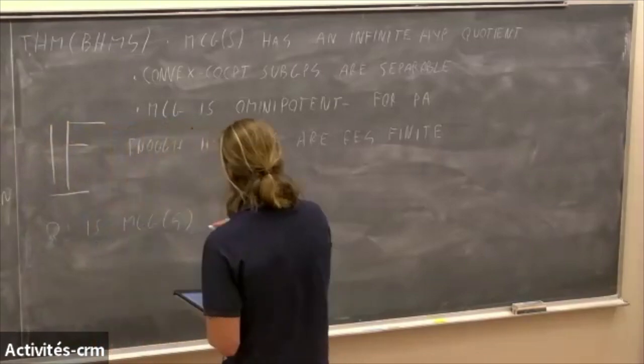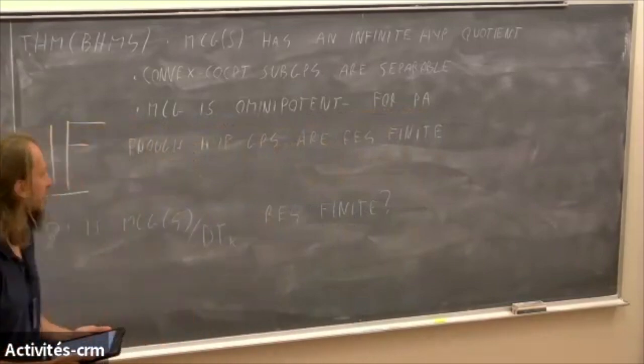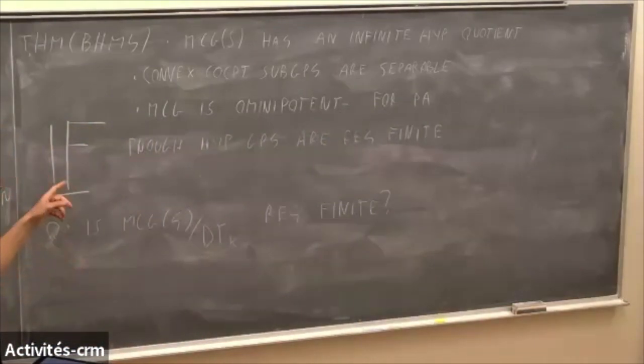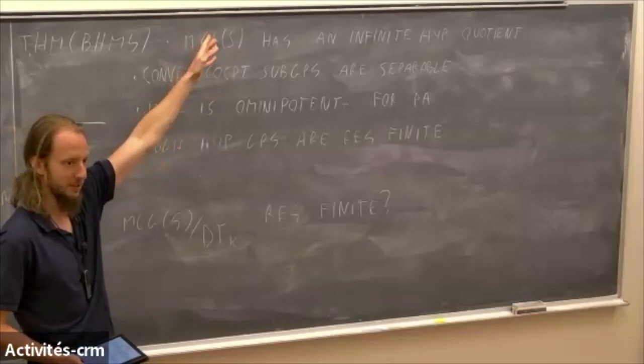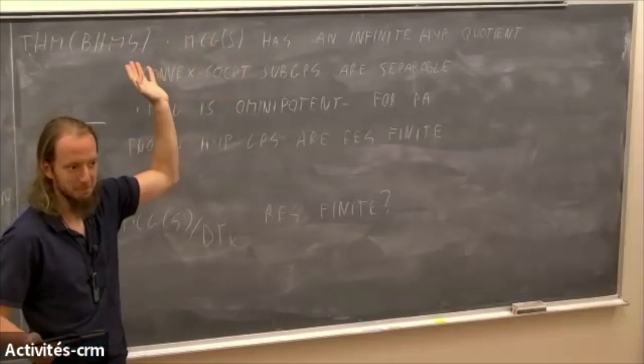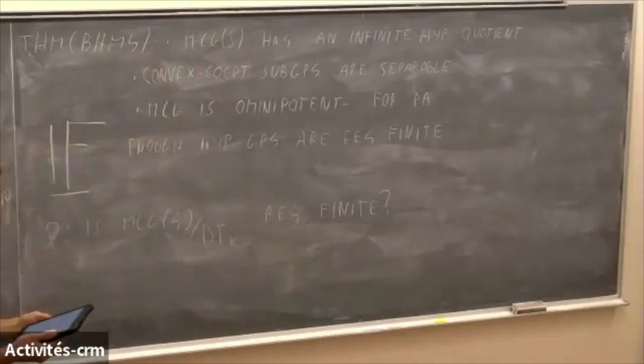The question is... And I forgot to say, right. Or maybe you want to show that there's a hyperbolic group which is not residually finite, in which case you just have to show that the mapping class group of the genus 19 surface doesn't have a hyperbolic quotient. I don't know which one you believe.